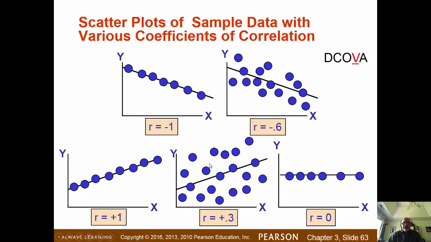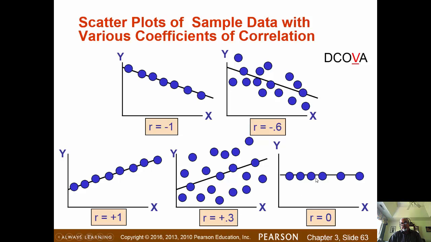Now in this example, the points are even further apart from the line, but that seems to be a positive slope. So R will be positive and the magnitude will be smaller because the points are farther apart from the line compared to this graph. Now here is a peculiar situation where you have a straight line where all the points fall smack on the straight line. Yet R is 0. Why?